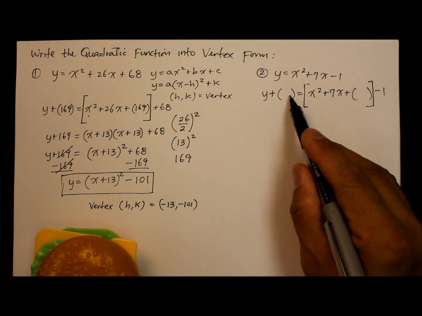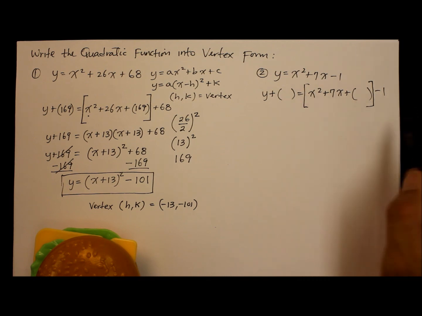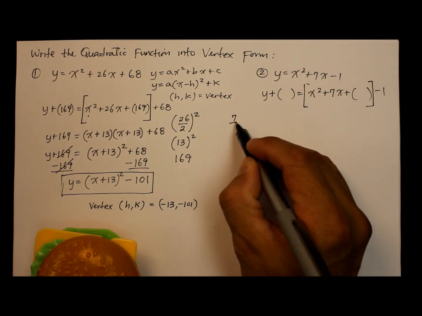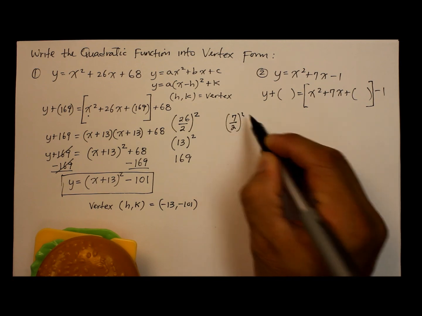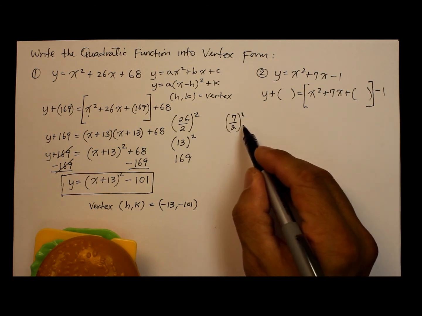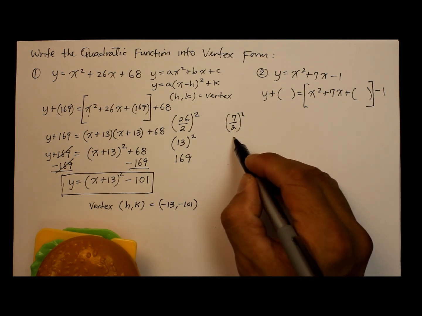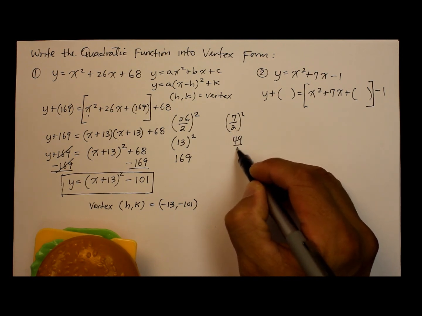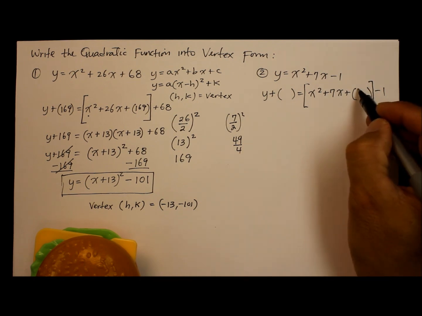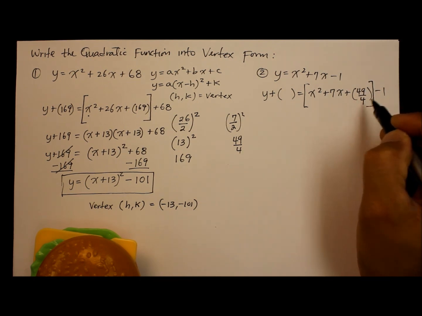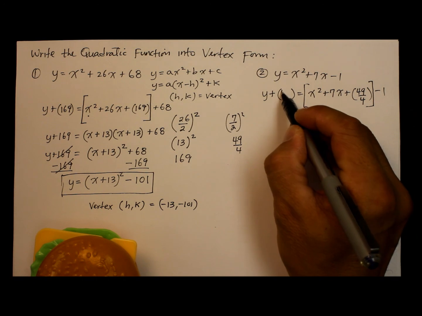Now what goes in here? Well, you take half of the b. Half of 7, squared. Oh, this ain't gonna be pretty. Since they don't simplify, they square to become 49 over 4. Yep, and that's what goes in here. And whatever you do on the right side of the equation, you do on the left.